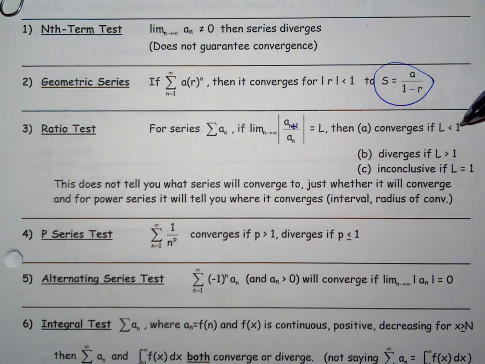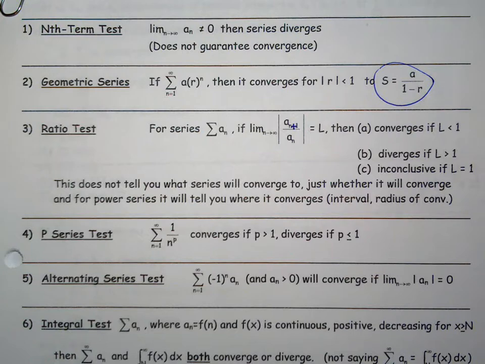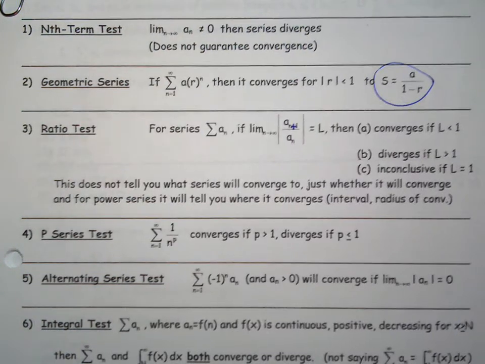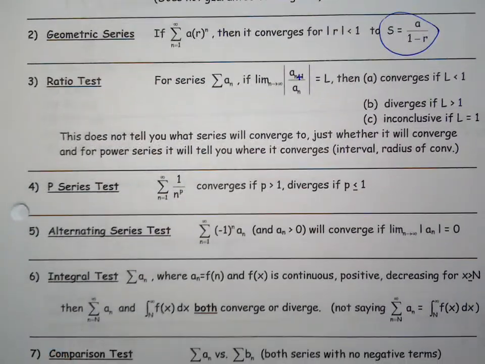If that's less than 1, it converges for sure. If it's greater than 1, it diverges for sure. If it equals 1, it's inconclusive, which is going to happen at endpoints for power series. And so this doesn't tell you what it converges to, but just whether it'll converge or diverge. For power series, we use it a lot to find interval of convergence, radius of convergence. Most of these tests we're using on a number series where there are no x values.